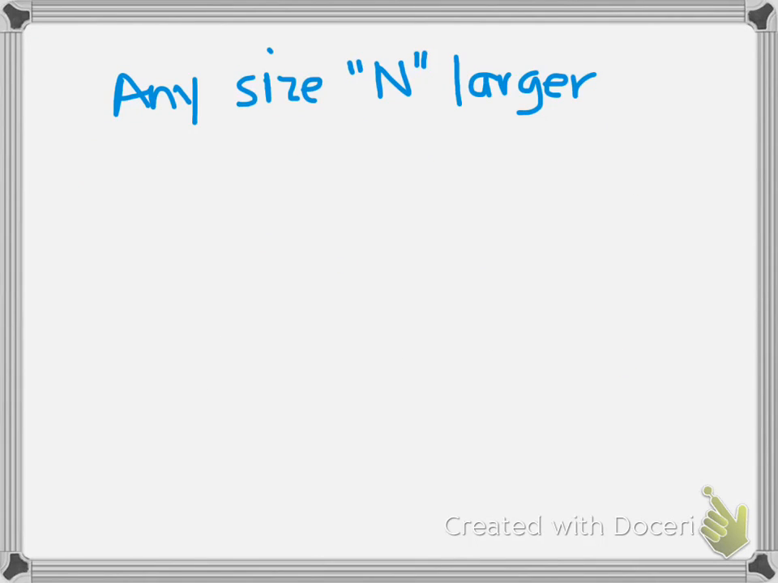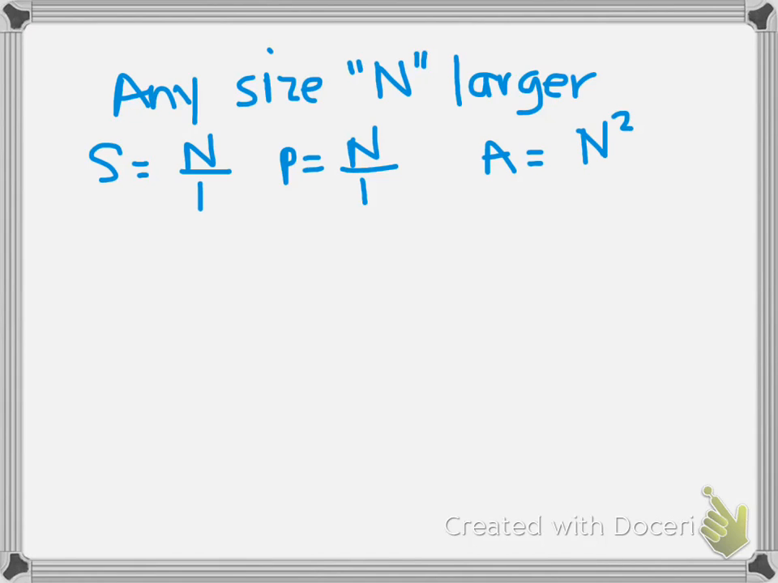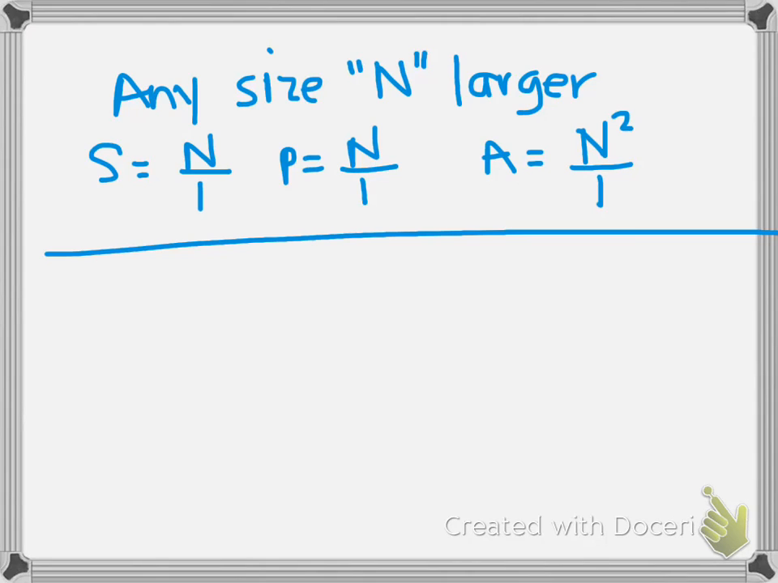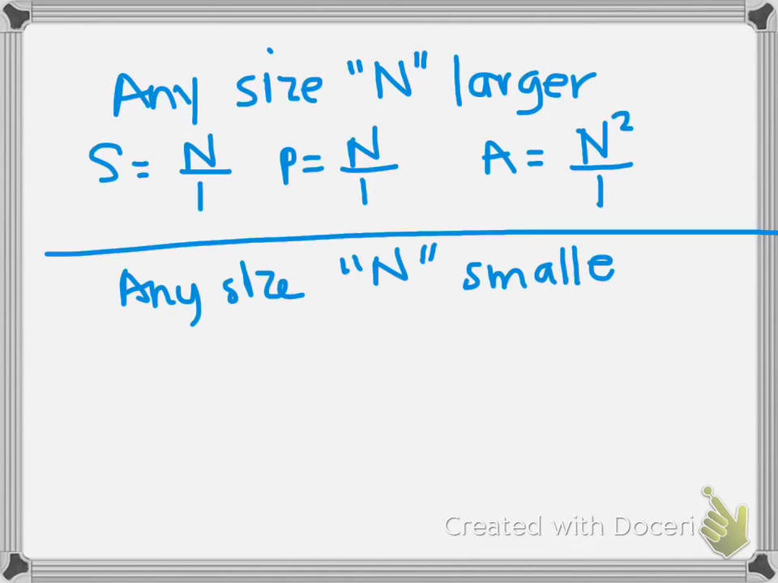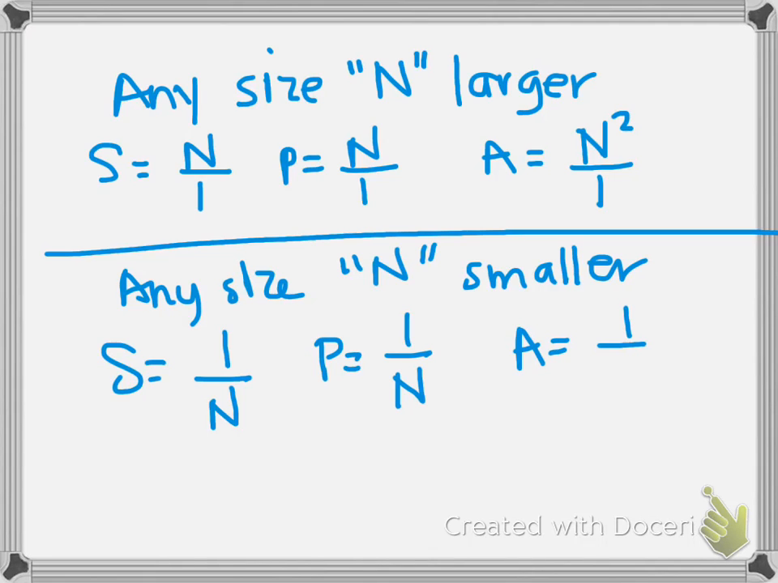If you're going to make something any size n larger, and n can be 100 times, 10 times, 22 times larger, then the side ratio is going to be n to 1. The perimeter ratio is going to be n to 1. And the area ratio is going to be n squared to 1. If you're making something any size n smaller, then the side ratio is going to be 1 over n. The perimeter ratio is going to be 1 over n. And the area is going to be 1 over n squared.